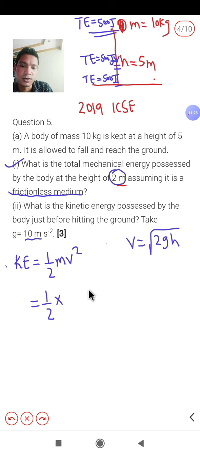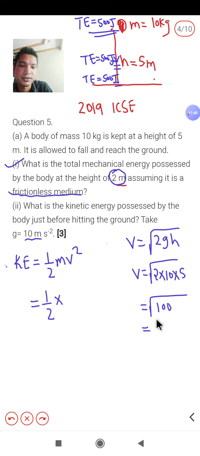So let's put the values here. 2, 10, height is 5 meter. This will be 100, right? And then √100 will be 10. Okay, fine here. Now, how much is the mass? 10 kg. Look, 10 squared. We got the speed at the bottom, 10 meter per second.